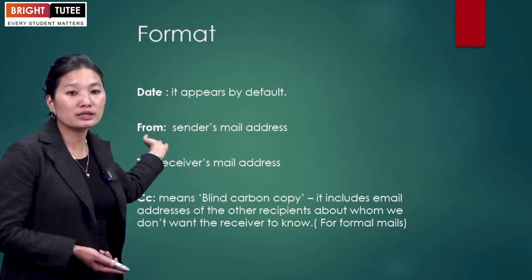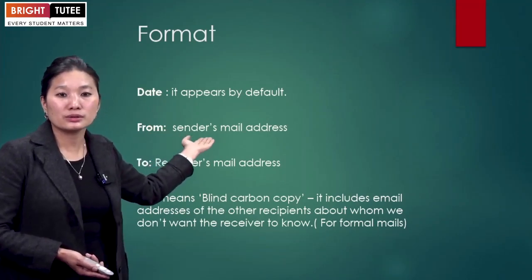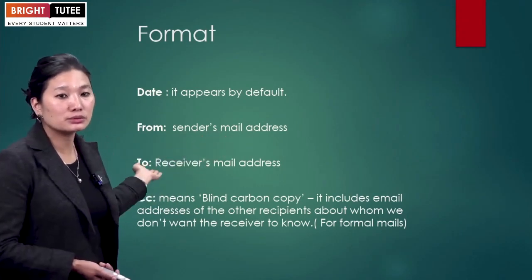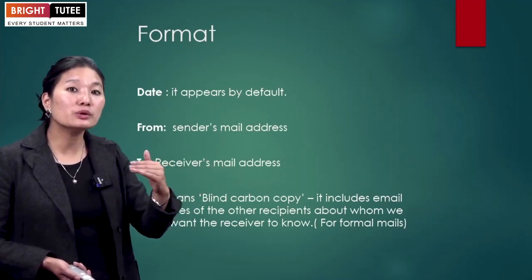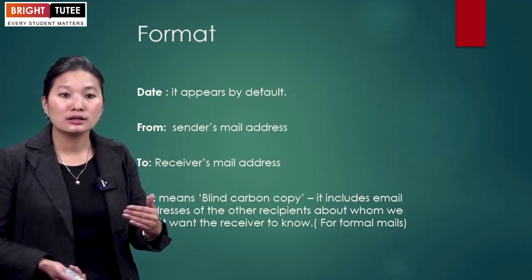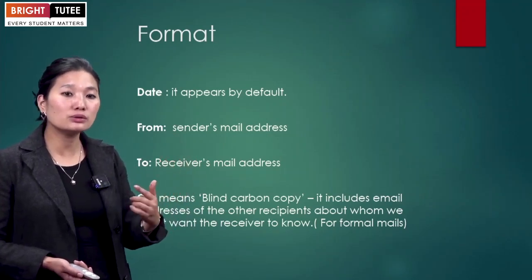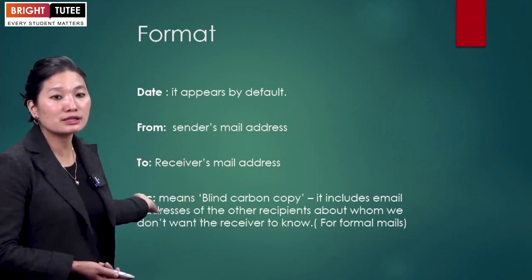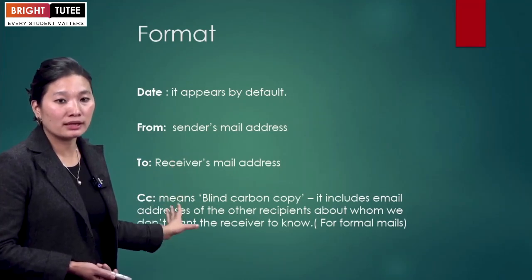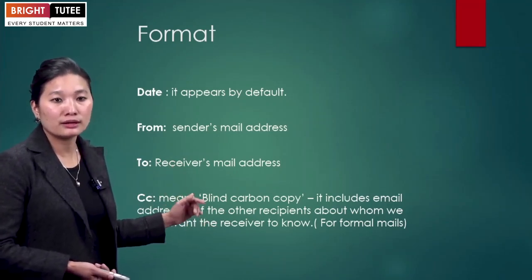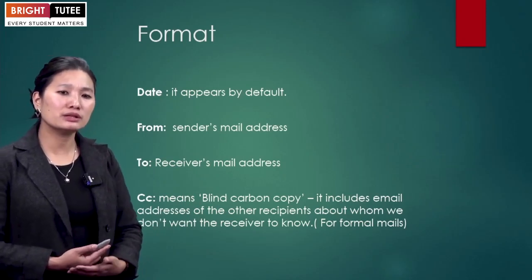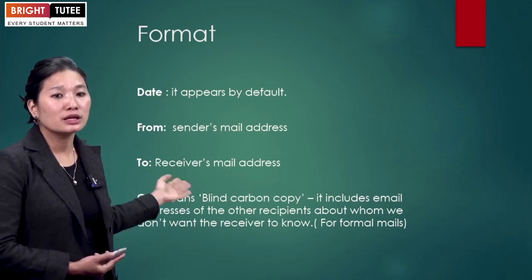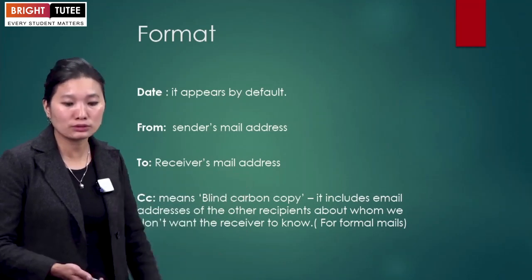And then you will find something called From, okay? That is your email address, the sender's mail address. It will be there. And then To, the receiver's mail address. You have to enter the receiver's address, because unless you enter the right address, it will not reach the particular person. And here you will find something called BCC on your mail. That means blind carbon copy, okay? Blind carbon copy. It includes email addresses of the other recipients about whom we don't want the receiver to know. Especially for formal mails, you have to use it, because you may be sending to so many persons.